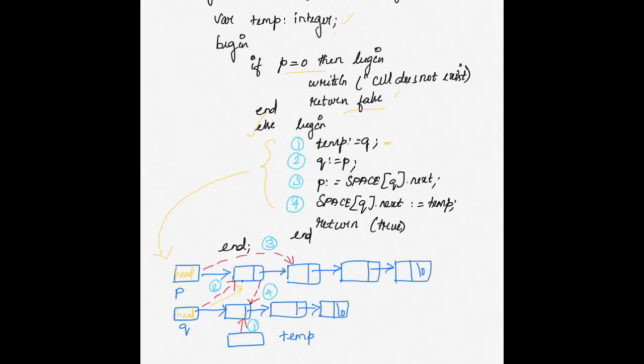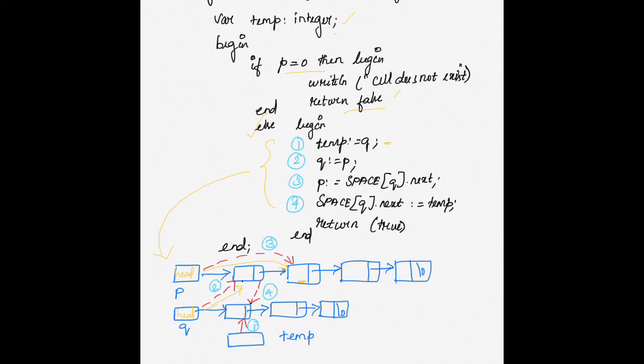In the third line, what we are doing is P is equal to Q of next. Q initially contains this value, and after reassigning, Q is pointing to this, so Q's next means this cell. That will be assigned to P. If that was the case, then this link will be enabled. That's why I indicated 3 over here. And in the fourth line, we do Q dot next is equal to temp.